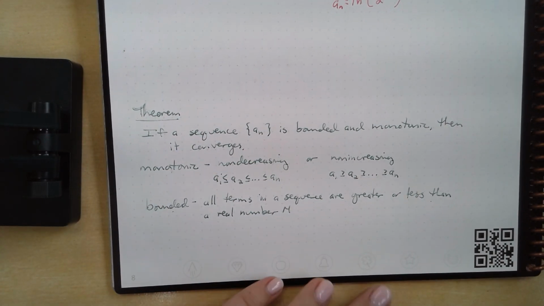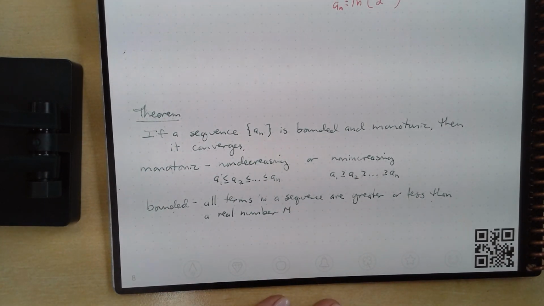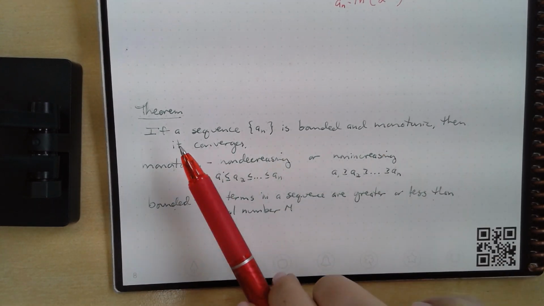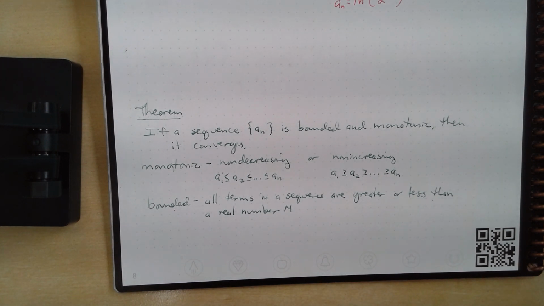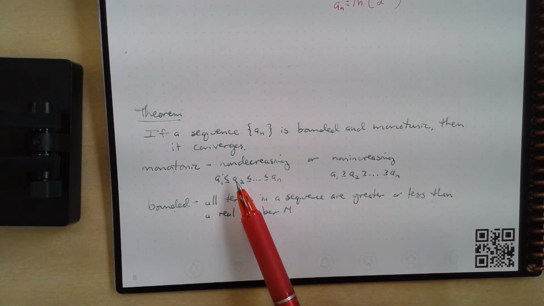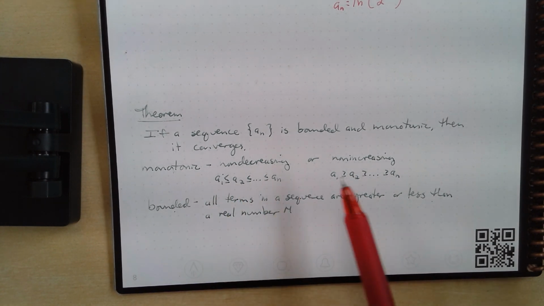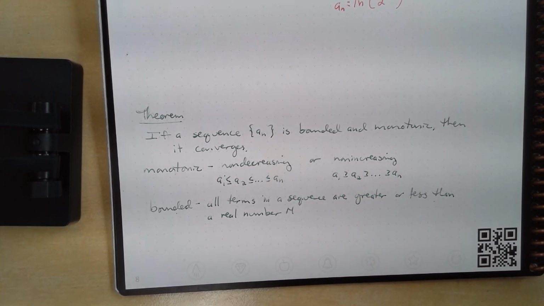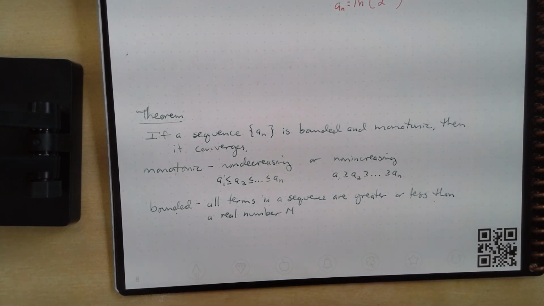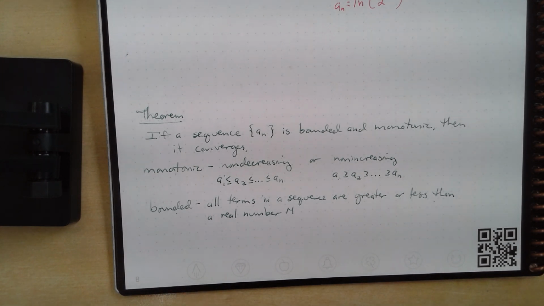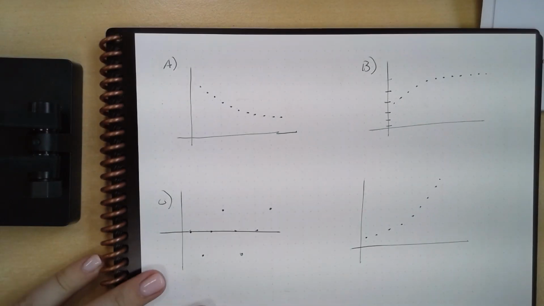We have a theorem that can help us determine whether or not a sequence will converge. That theorem states, if a sequence a sub n is bounded and monotonic, then it converges. Well, what does it mean to be bounded and monotonic? Monotonic means it's non-decreasing or non-increasing, meaning each term is less than the previous one, or each term is greater than the next one. Basically, it's either only increasing or only decreasing, right? And bounded means that all these terms are greater or less than a real number M. You'll actually see that they're bounded by a number. So let's look at a few of those.